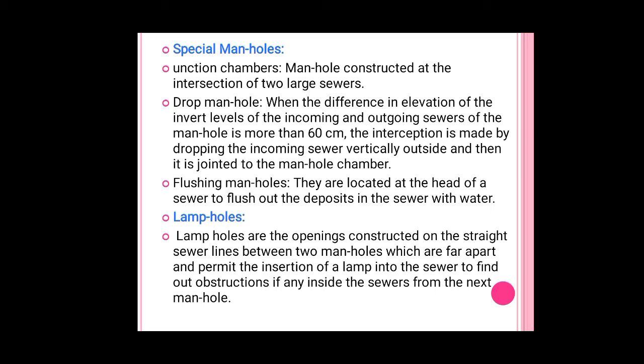Then next are the lamp holes. Lamp holes are the openings constructed on straight sewer lines between two manholes which are far apart, and they permit insertion of a lamp into the sewer to find out obstructions, if any, inside the sewer from the next manhole. Means these are used for inserting the lamp only whenever there is any problem or obstacle. Then we can find it by inserting the lamp through these lamp holes, so that the problem of the sewers can be solved.